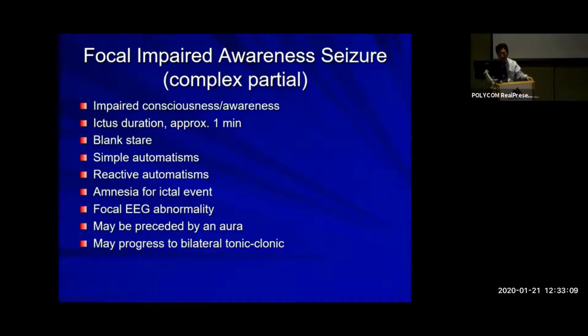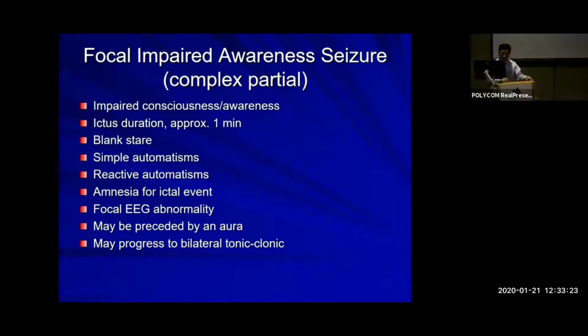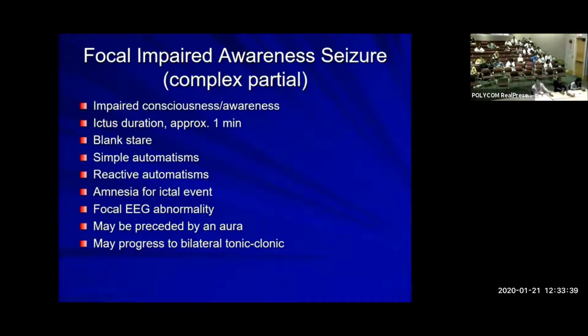When somebody has an aura, typically what that means is that the electrical discharge has already begun in the brain. The common auras are you may smell something, an unpleasant smell, like burning rubber. You may have psychic phenomena like deja vu, which is very common as an aura. And then there's often what's called an epigastric aura, where they feel something funny in the stomach, maybe a discomfort, like a butterfly sensation. They'll often describe a rising sensation that comes up in their chest before they lose awareness.